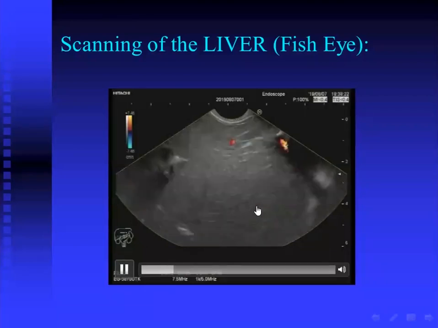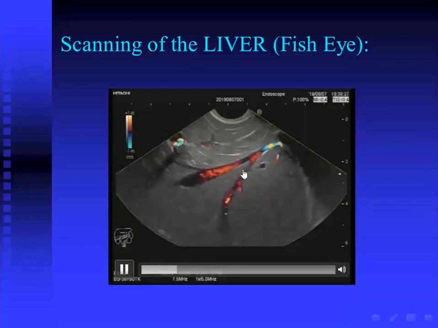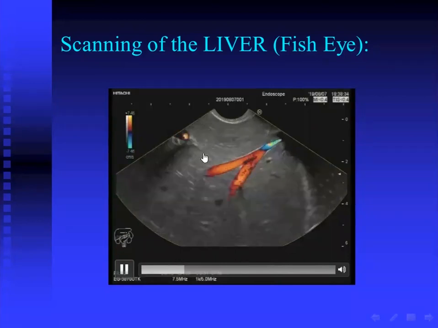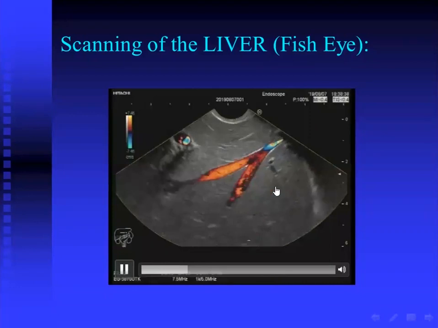Then I will go in the anti-clockwise direction to see the middle hepatic vein. Yes, very nicely seen, the middle hepatic vein. And this is the ligamentum venosum. So this is segment 1, segment 4B, and segment 8. In this video, I will add something.